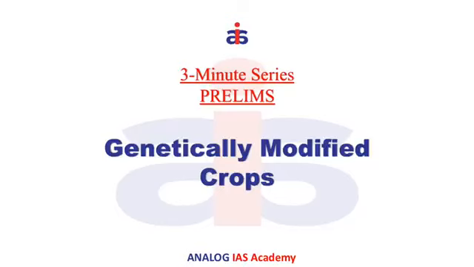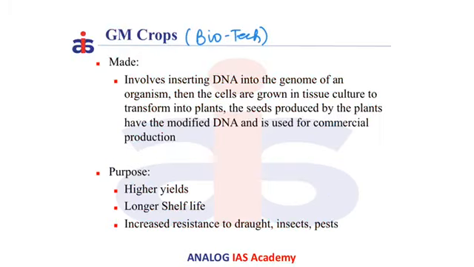In this video, we'll be discussing GM crops, that is genetically modified crops. GM crops are made through the process of biotechnology, where the DNA of a foreign particle is introduced into the genome of an organism, and then the cells are grown in tissue culture to transform them into plants. The seeds produced by the plants have the modified DNA, and these are used for commercial production.